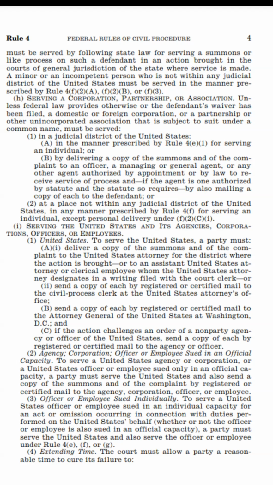A. In the manner prescribed by Rule 4(e)(1) for serving an individual, or B. By delivering a copy of the summons and of the complaint to an officer, a managing or general agent, or any other agent authorized by appointment or by law to receive service of process and, if the agent is one authorized by statute and the statute so requires, by also mailing a copy of each to the defendant, or 2. At a place not within any judicial district of the United States, in any manner prescribed by Rule 4(f) for serving an individual, except personal delivery under (f)(2)(C)(i).